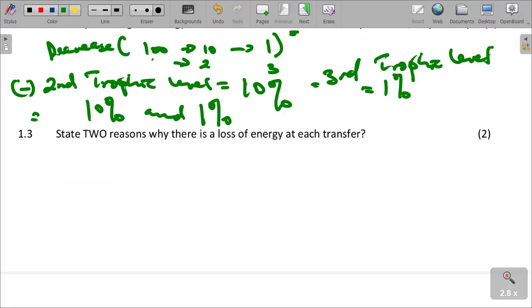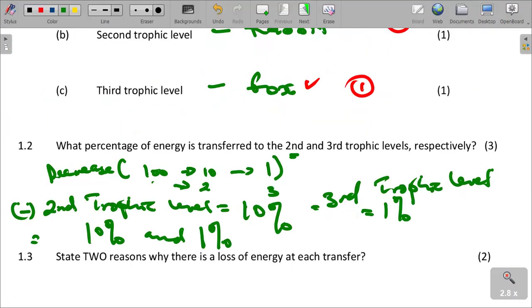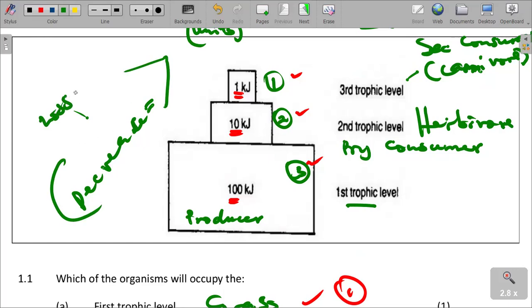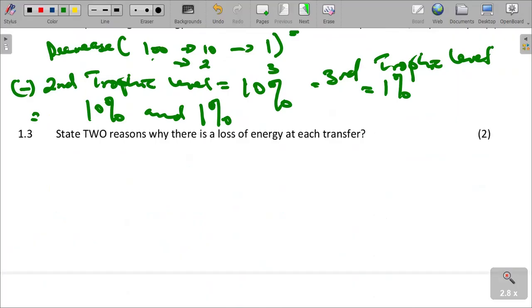Therefore, it is that percentage that we are seeing. And then the question says: state two reasons why there is loss of energy at each trophic level, at each transfer. Why is there loss of energy at each transfer? We are saying this decrease that is being experienced here, what is causing this decrease? It is loss of energy. And the question is asking, why is there loss of energy? So what is causing the loss of energy here?